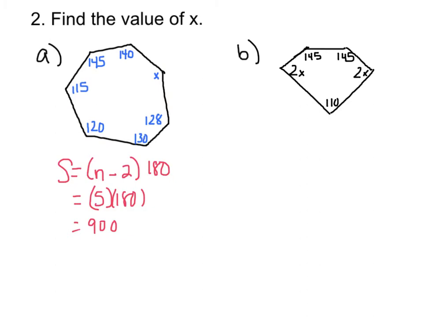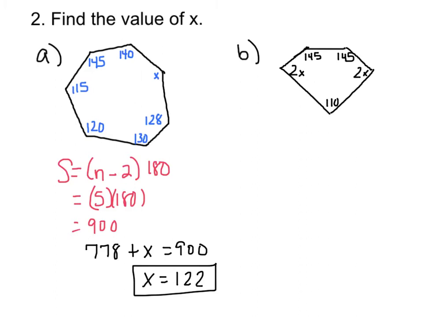So if you add up 140 plus 145 plus 115 plus 120 plus 130 plus 128, you can write all that out, but let's just add them together. That's going to give you 778 plus x, which is our last number, equals 900. Subtract 778 on both sides. The value of x, the missing angle, is 122.